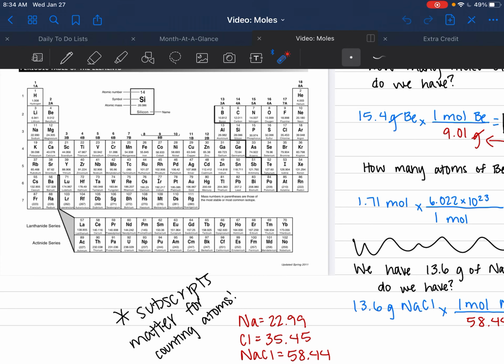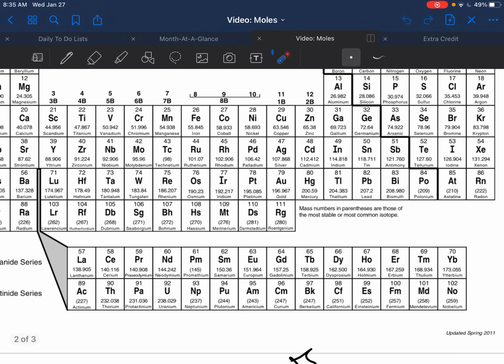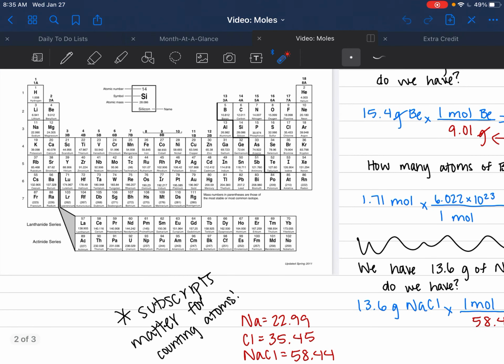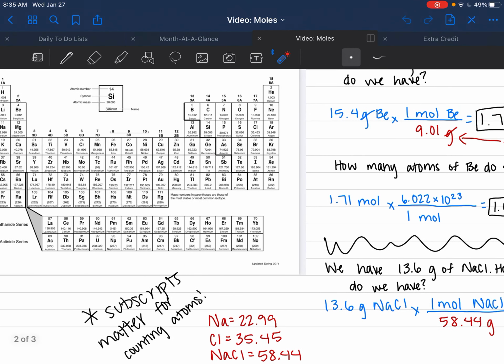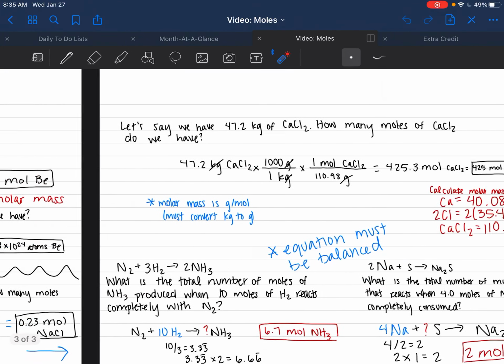But if you had had a subscript, for example, if we had 2 chlorine, you would have had to multiply this number by 2. So I just got these numbers from our periodic table. Sodium, we got 22.99, as you can see right here. And then chlorine, 35.45. So I added those together. My molar mass for NaCl was 58.44. So we were given our grams, 13.6 grams times 1 mole, which is 58.44 grams. And we get that we have 0.23 moles of NaCl. So let's look at a couple more practice problems.